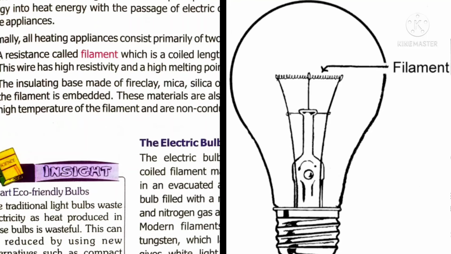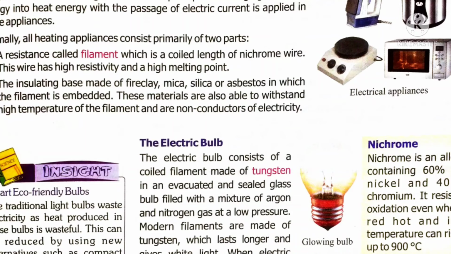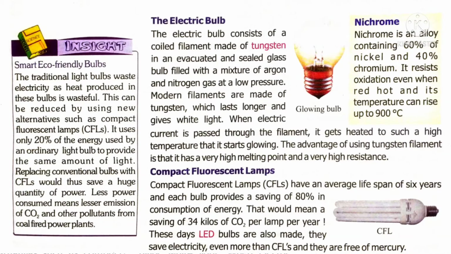Our sun is also made up of gases, helium and hydrogen. Because of heat production, they glow and give a large amount of light. Nowadays, our electric bulb is replaced by CFL. What is CFL? Compact fluorescent lamp, which has a lifespan of more than 6 years, and a large amount of electric energy can be saved. Consumption of energy can be reduced.